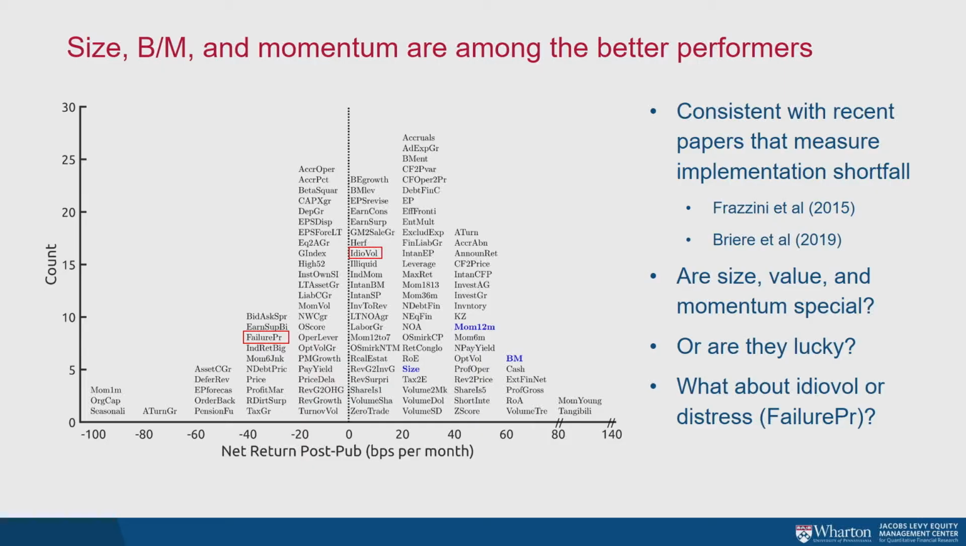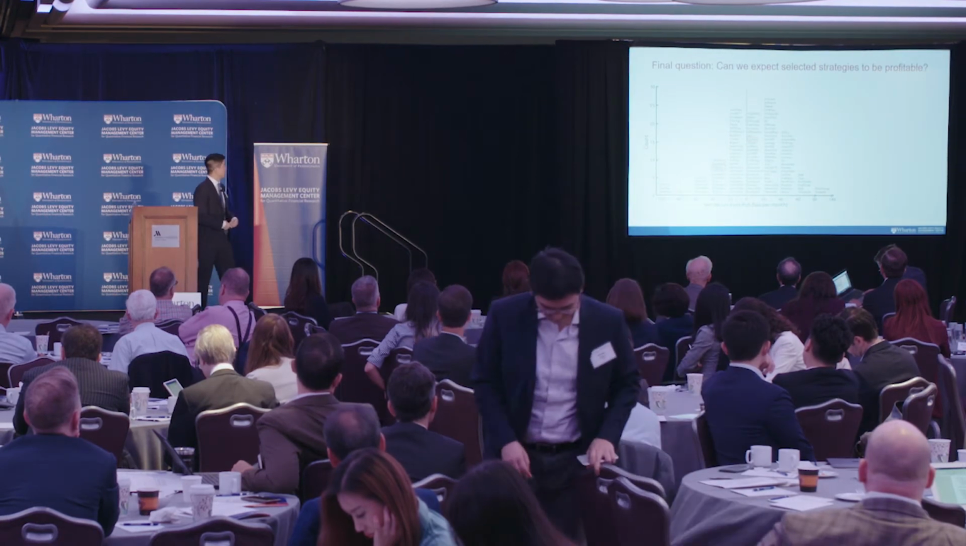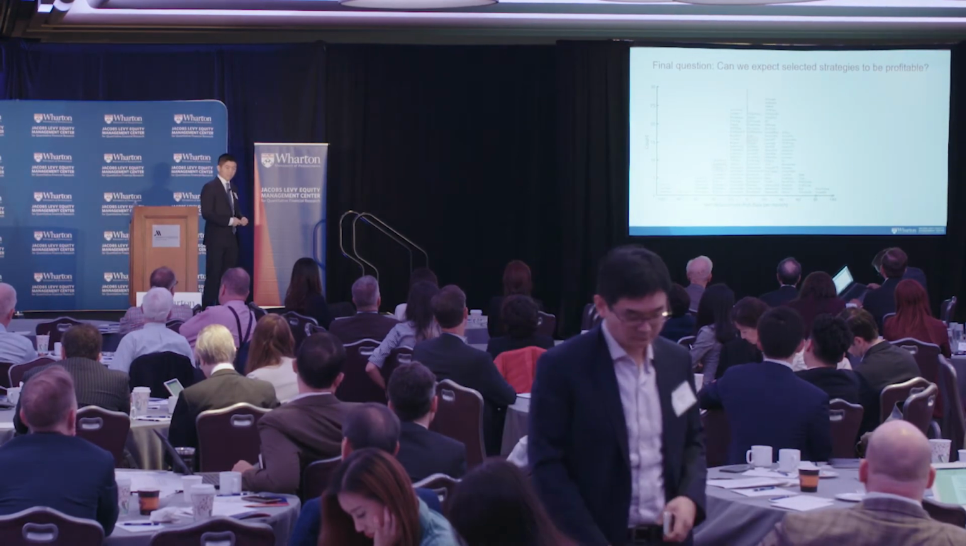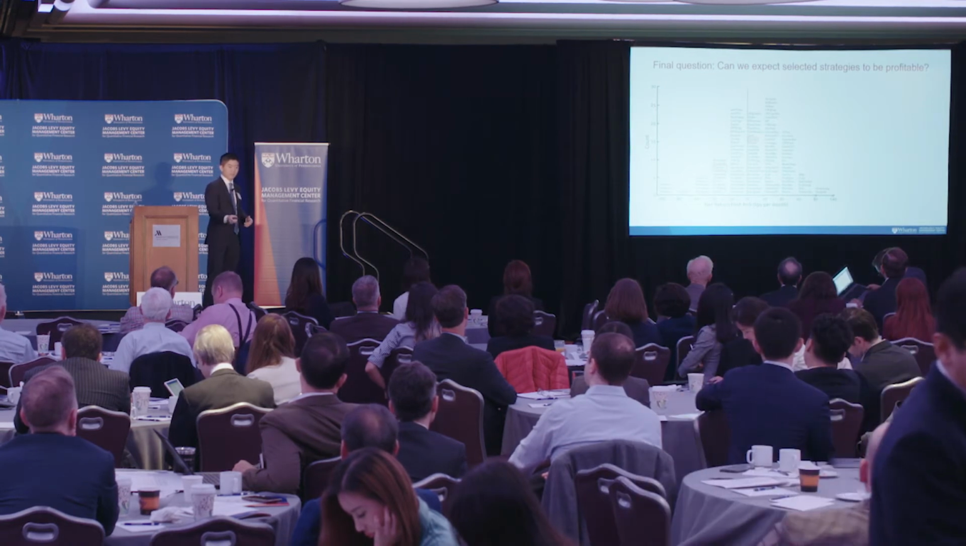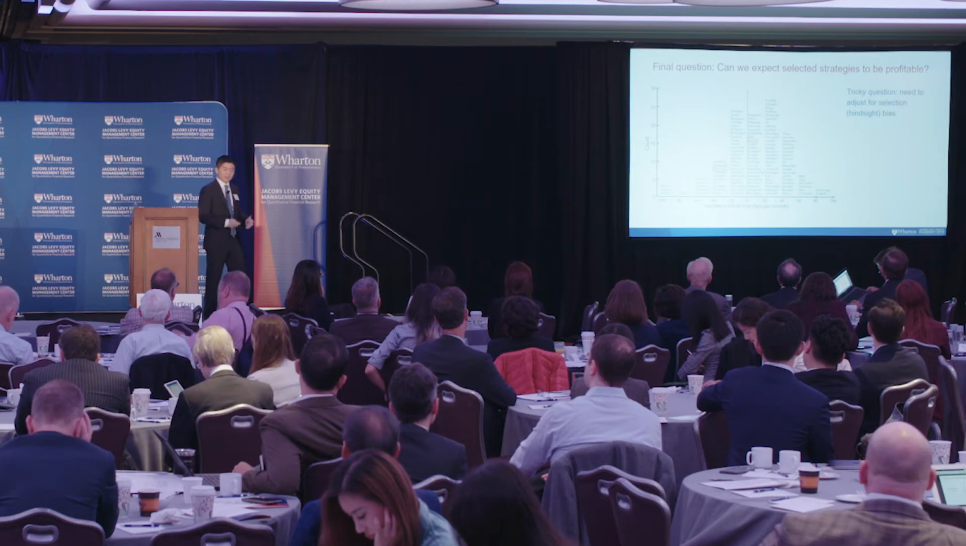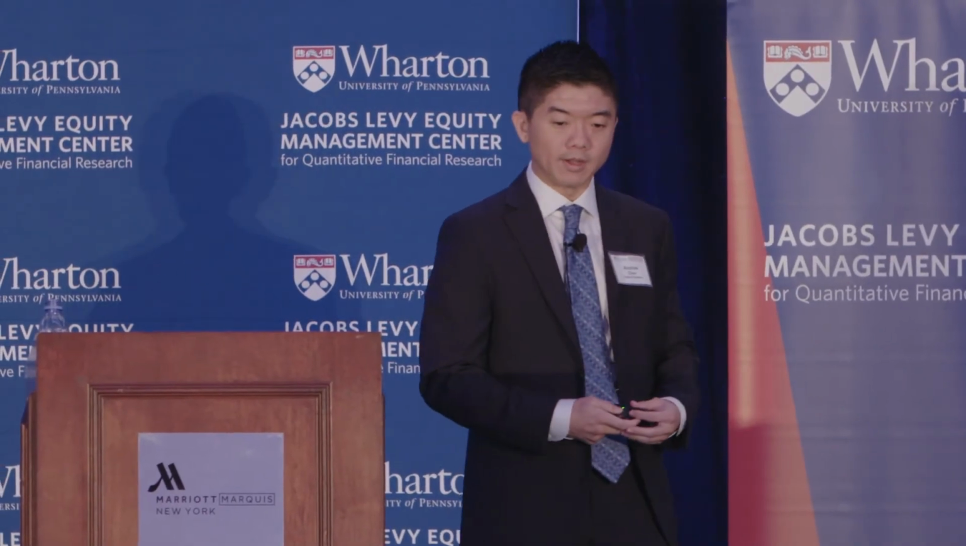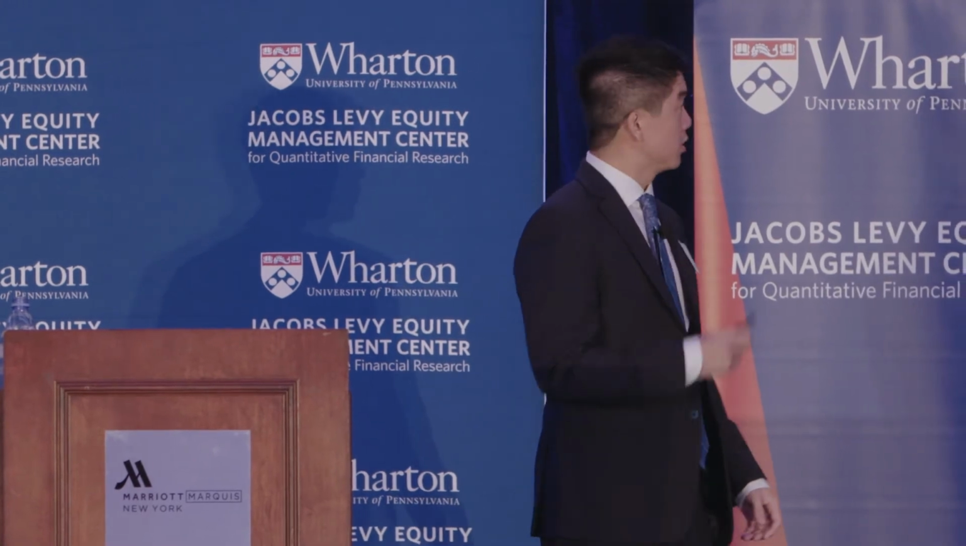To illustrate why that's important, what about idiovol, which is also a very well-known anomaly? And what about the distress anomaly or failure probability? Those are boxed in red. Those didn't perform after publication, net of costs. So we're going to look at whether selected strategies are profitable, or can we expect them to be profitable, rather than were they profitable. And we need to adjust for selection, hindsight, data mining, p-hacking, whatever you'd like to call it. We'll use two adjustments.